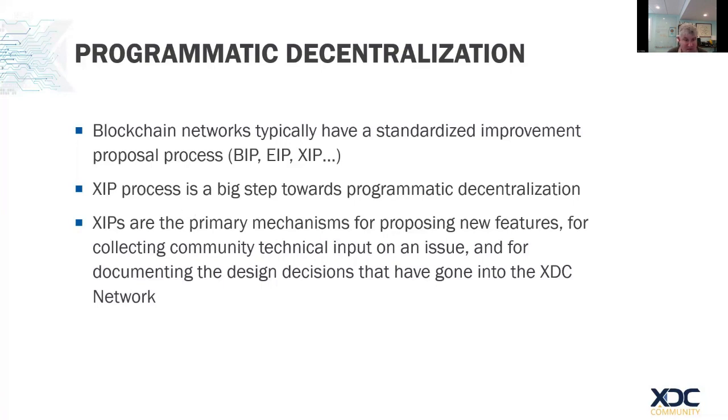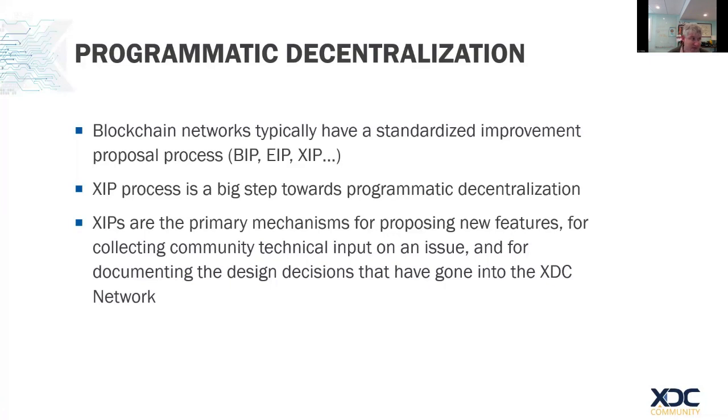So this process in particular for any chain is a huge step towards programmatic decentralization. This is a formal process that defines how developers interact with each other to make the blockchain better. There's kind of an unspoken understanding that people who are working on XIPs are doing it because they want, in this case, the XDC network to be as technically sound as possible, right? And in doing so, they're decentralizing the actual source code, how it's developed, what's being built, even how it's documented.